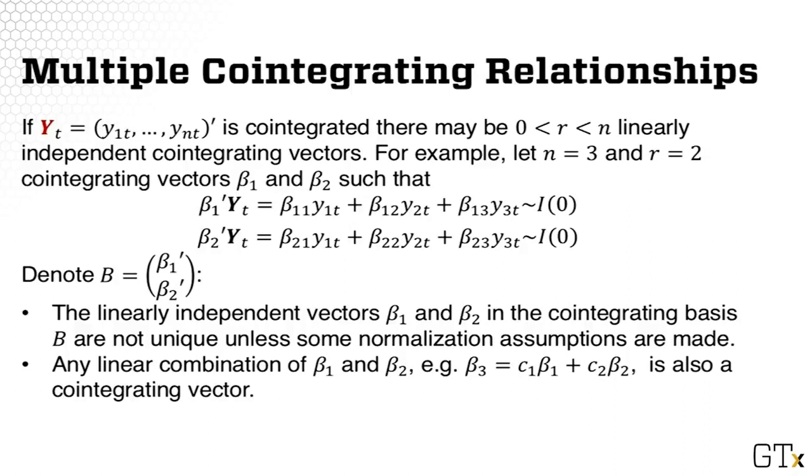The matrix B, with each row corresponding to one cointegrating vector, is called the cointegrating basis. Two important properties are as follows. One is that both vectors need to be normalized to be unique, as discussed on the previous slide. Second property is that any linear combination of the two vectors leads to a cointegrating vector. This is why B is called cointegrating basis, since the two vectors are the basis of any other cointegrating vector.